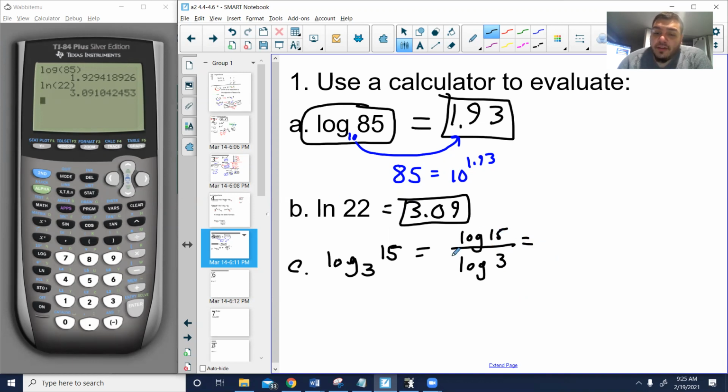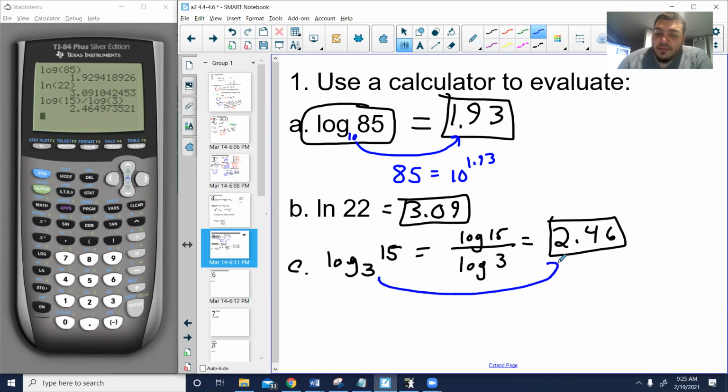Okay, so log 15 divided by log 3. In the calculator, you click log 15, close the parenthesis. Don't forget to close the parenthesis or you're going to get the wrong answer. Divided by the log button again, 3. Click enter. 2.46 is your answer.